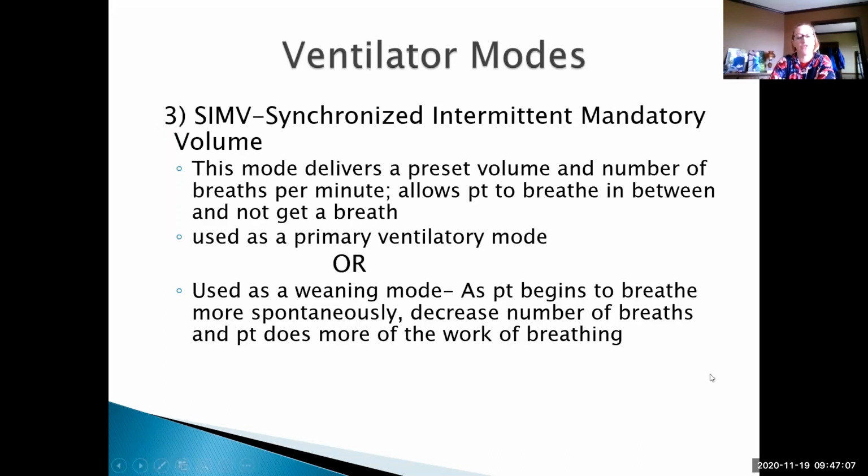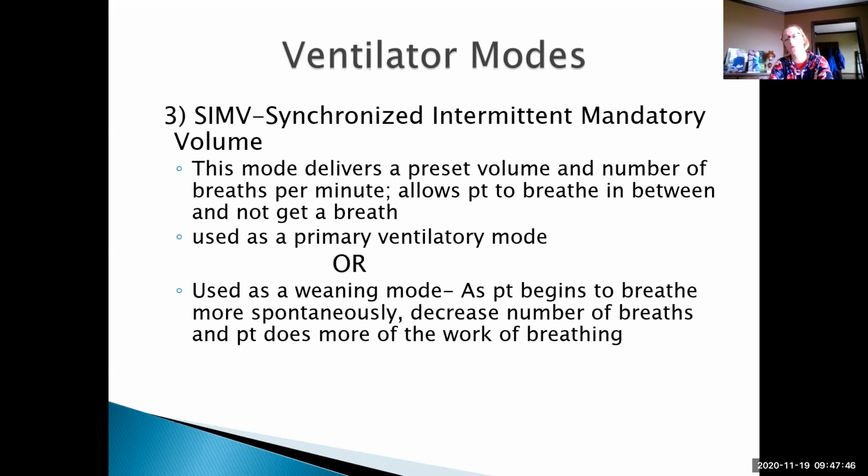Then you have your SIMV, your synchronized intermittent mandatory volume. Your SIMV delivers a preset volume and number of breaths per minute, but it allows the patient to breathe in between and not get a breath. So they're doing their own breathing in between in their own volumes. It can be used as a primary vent mode, or it can be used as a weaning mode. SIMV is a pretty common one. If the patients at least have some respiratory effort, they might put them on the SIMV because at least they are still doing some of the work on their own and not solely relying on the ventilator.